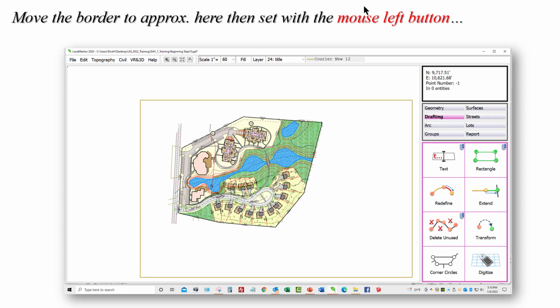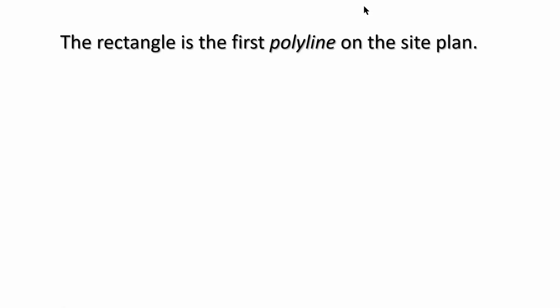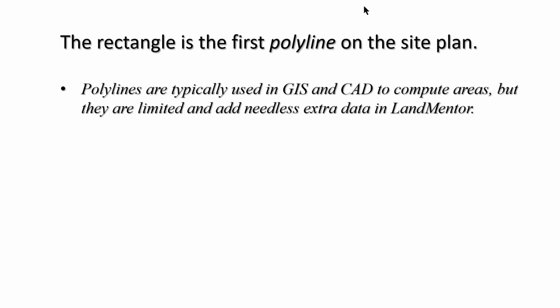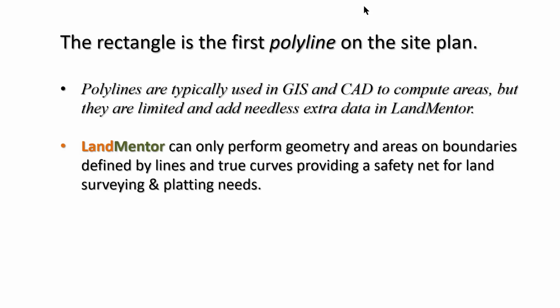Now this is a border around the screen that will be shown when you plot, and it is the first polyline that you created. Now again, remember we said earlier, polylines you can't snap to for geometry. So this will mean that you really can't snap to those lines by mistake and use it for some geometry. Polylines are used in GIS and CAD to compute areas. But as you see, we don't need them in LandMentor. They're limited and they're needless extra data. So they're mostly for graphic purposes.